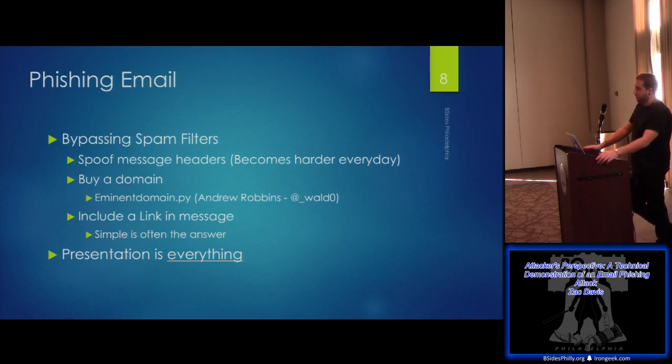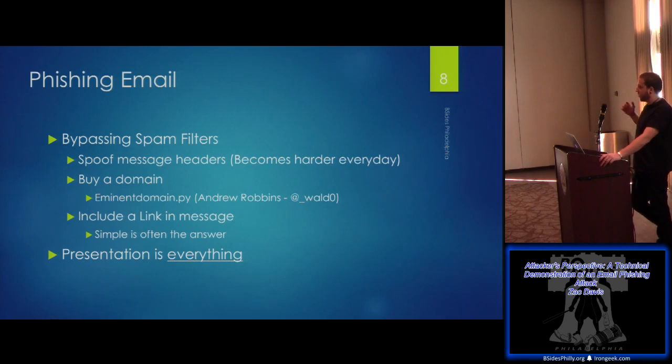At DerbyCon 6 this year, Will Schroeder and Sean Metcalf gave their Evil Corp talk. Definitely recommend checking that out if you haven't seen it. They talked about a tool that Andrew Robbins is dropping called Eminent Domain, and basically what that allows you to do is scrape Google and other information sources for recently expired domains that have been previously legitimately registered. So you could find a domain that might fit your campaign that's recently expired. You can pick it up.